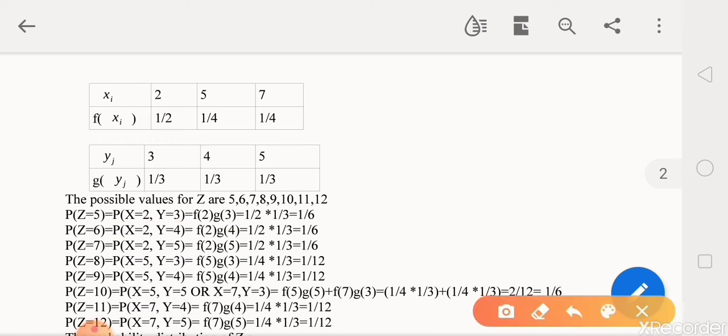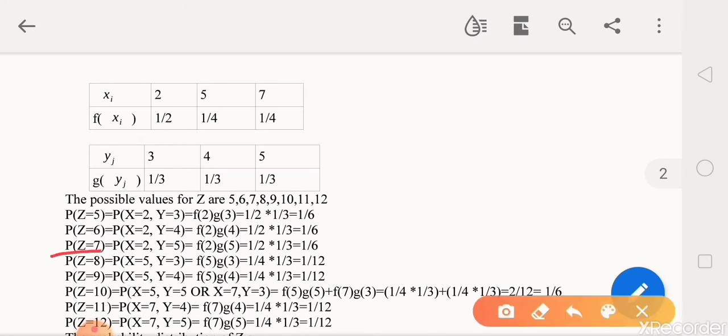Probability when z equal to 6. Z equal to 6 is the possible value when x equal to 2 and y equal to 4, and that probability is the product of f of 2 and g of 4. Substitute the values f of 2 equals 1 by 2, g of 4 equals 1 by 3. So the probability for z equal to 6 will be 1 by 6.